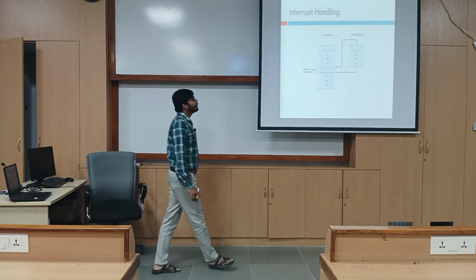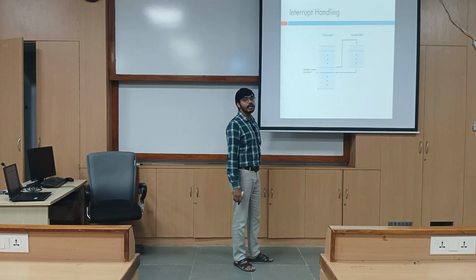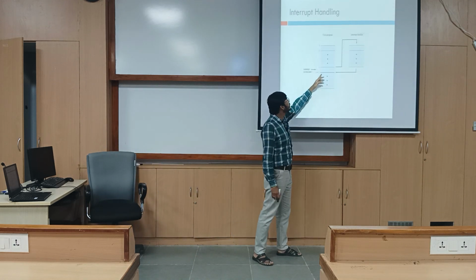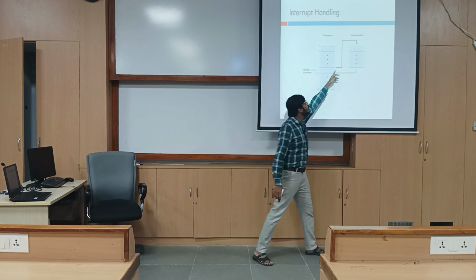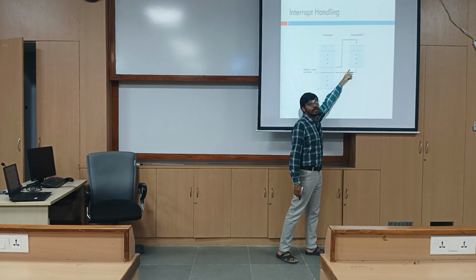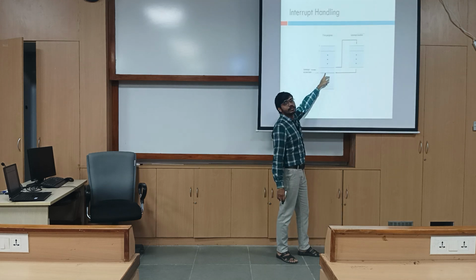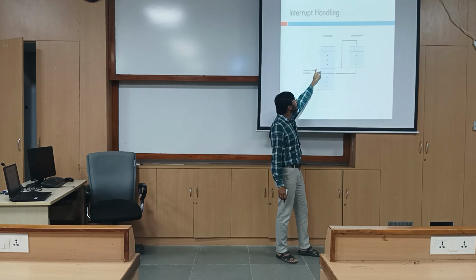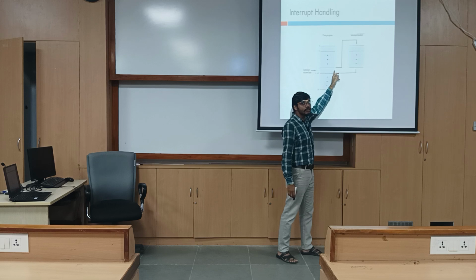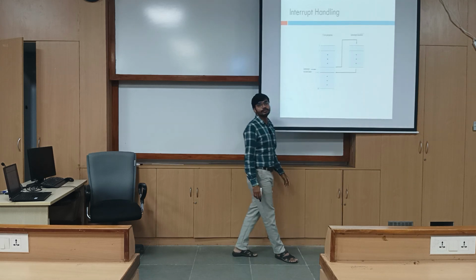So this is nothing but the flow diagram of interrupt handling. So initially the program is running, and if interrupt happens, interrupt service routine will come into the picture. It will solve the problem and give access to the user. So in this place, mode will change from user mode to kernel mode.